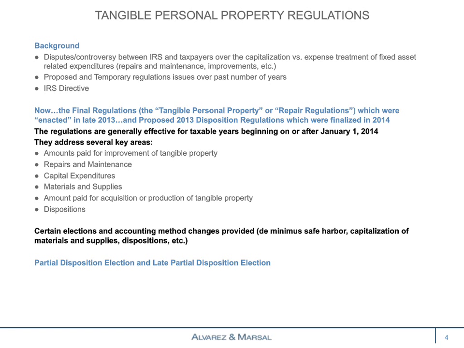Some of the ones you may be familiar with are the de minimis safe harbor, which I'll touch on at the end as a reminder, since we are at that time of year where it's important to make sure that's in place, the election for capitalization of materials and supplies, and then dispositions. So with that, let's jump to the partial disposition election and the late partial disposition election, how they may benefit you, how they apply, and what you would need to be considering and doing at this point.